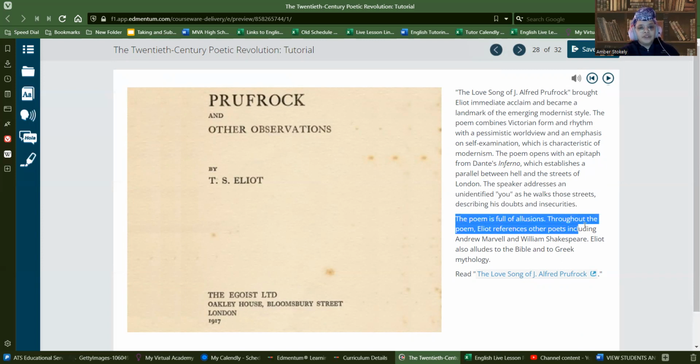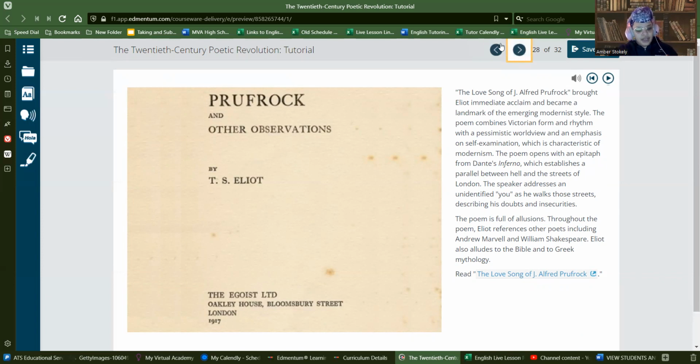And Eliot references other poets, including Andrew Marvell and William Shakespeare. He also alludes to the Bible and Greek mythology. So keep your eyes peeled for those references, especially the Greek mythology and biblical stuff while you're reading through that.